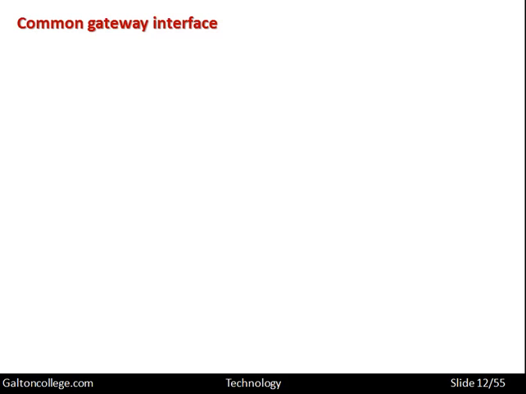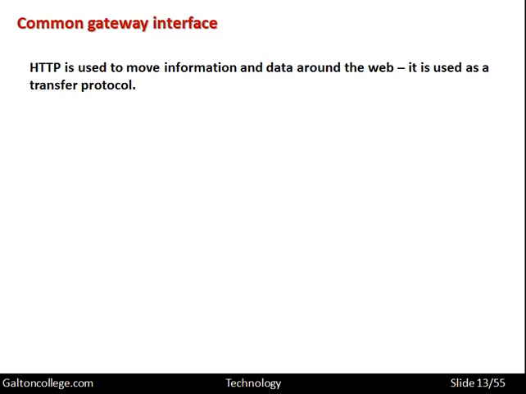Let's talk about the Common Gateway Interface, the CGI. Well, HTTP is used to move information and data around the web. It's used as a transfer protocol. So it's the hypertext transfer protocol. It's the way in which servers deal with each other, the way servers deal with us.